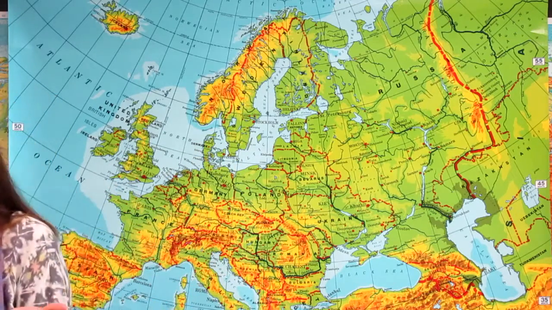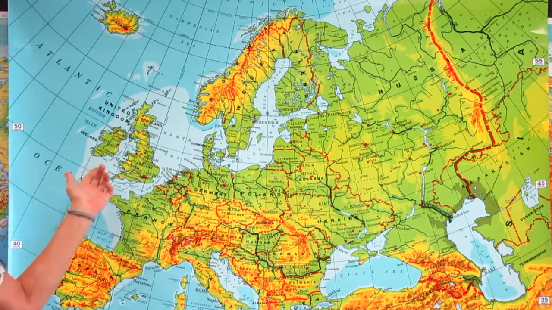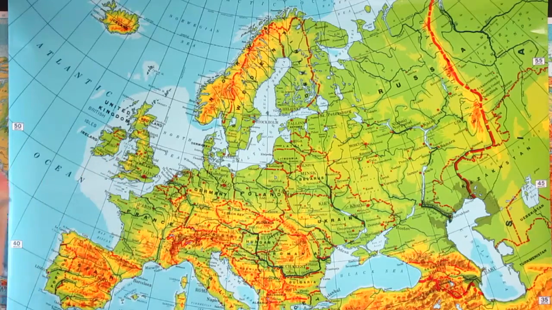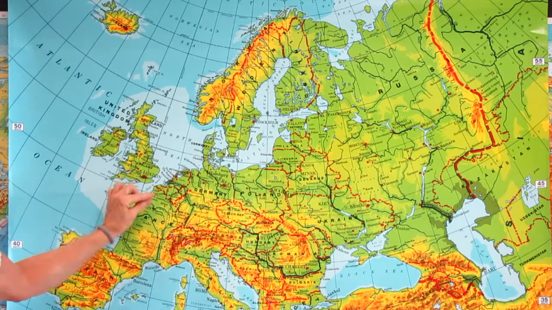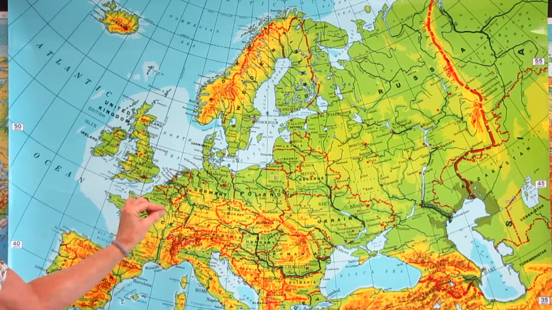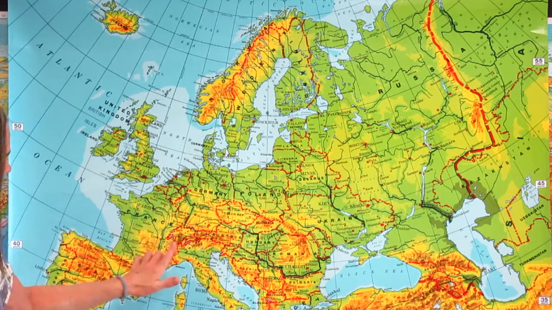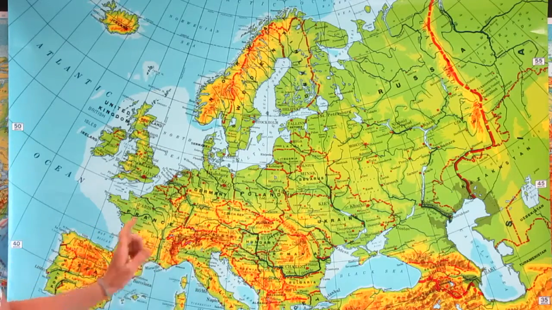So let's just quickly go over the countries of the core, starting with Ireland, the UK, France, Belgium, Netherlands, Luxembourg, or Benelux, Germany, right? Austria and Switzerland. Is that it?